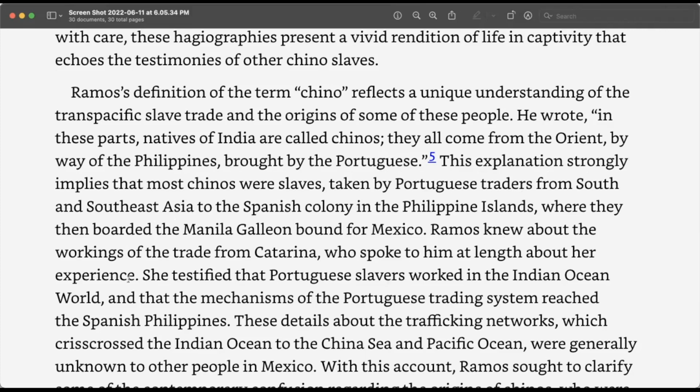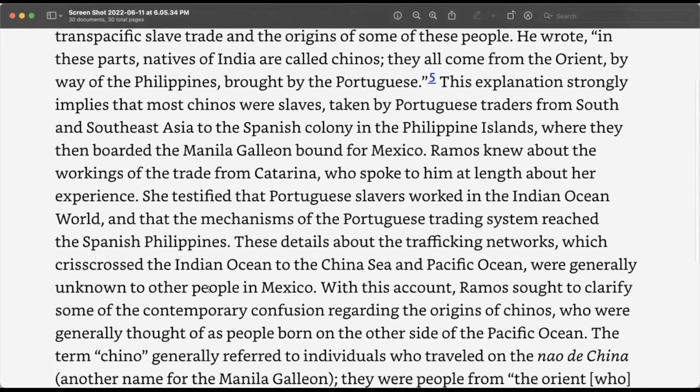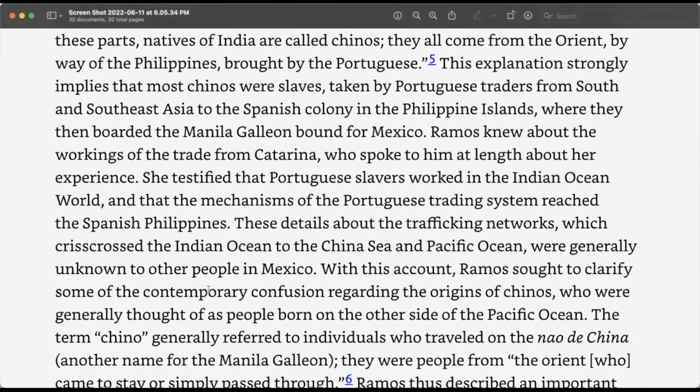Ramos knew about the workings of the trade from Katarina, who spoke to him at length about her experience. She testified that Portuguese slavers worked in the Indian Ocean world, and that the mechanisms of the Portuguese trading system reached the Spanish Philippines. These details about the trafficking networks which crisscrossed the Indian Ocean to the China Sea and Pacific Ocean were generally unknown to other people in Mexico.